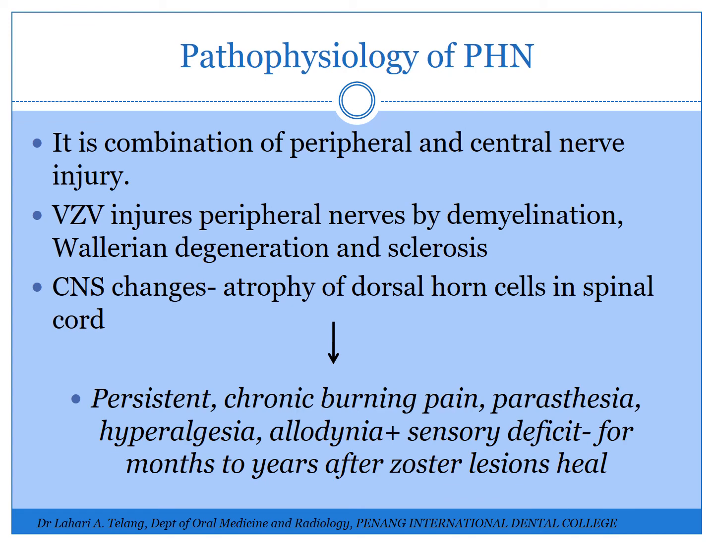So, the pathophysiology is a combination of peripheral and central nerve injury. The varicella zoster virus injures the peripheral nerves by demyelination. Wallerian degeneration takes place, and sclerosis. Then the central nervous system changes that occur are atrophy of dorsal horn cells in the spinal cord. This leads to persistent chronic burning pain, paresthesia, hyperalgesia, allodynia, and sensory deficit for months to years after the zoster lesions have healed. So that is the pathophysiology of post-herpetic neuralgia.